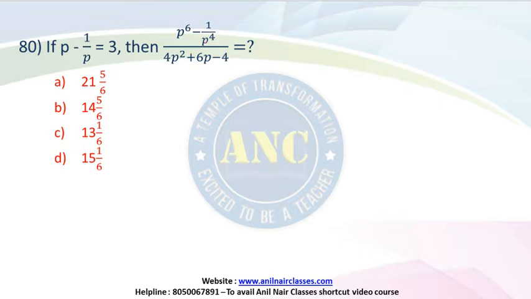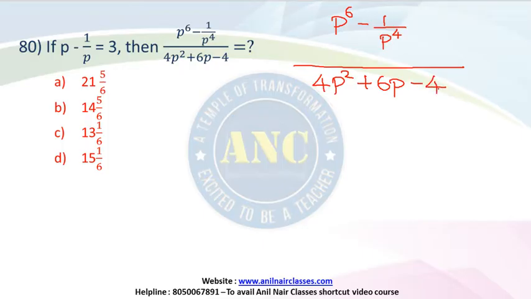P power 6 minus 1 by P power 4 is what I need to find, divided by 4P square plus 6P minus 4. Now same logic I would like to implement here, but in the previous two questions I said median value I will divide with. But with a simple small analysis, I can get which number I should divide with. Now see here, sir, let me write it. P power 6 minus 1 by P power 4 I need, right? 1 by P power 4, it is what is asked in the question. Whole thing divided by 4P square plus 6P minus 4. This is also what is being asked.